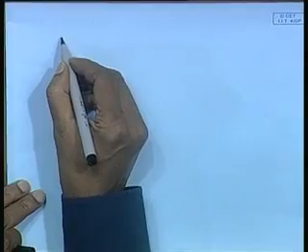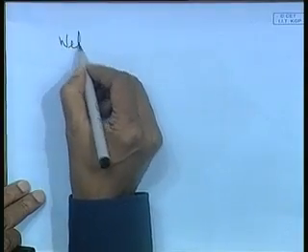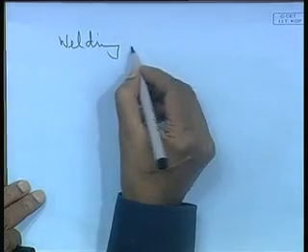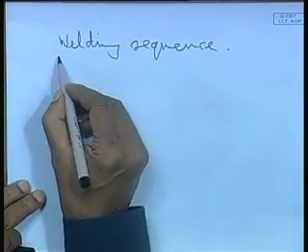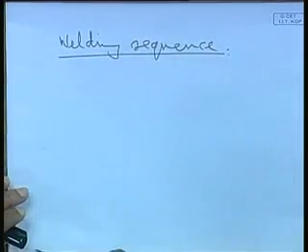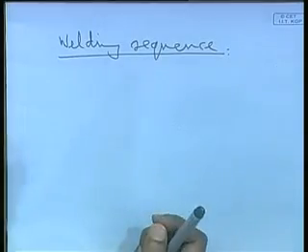Anyway, so the next mitigation technique is proper sequencing of welding. So, a simple case of welding sequence we have seen, where the essence is to nullify the effect of one particular weld by the other weld.